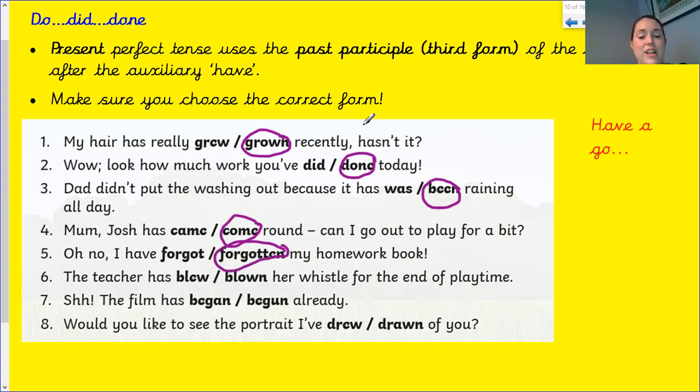Number six, the teacher has blew the whistle for the end of playtime, or the teacher has blown her whistle for the end of playtime. The answer is blown. Shh, the film has begun already, or shh, the film has begin already. The answer is begun. And number eight is, would you like to see the portrait I've drew of you? Or would you like to see the portrait I've drawn of you? The answer is drawn.